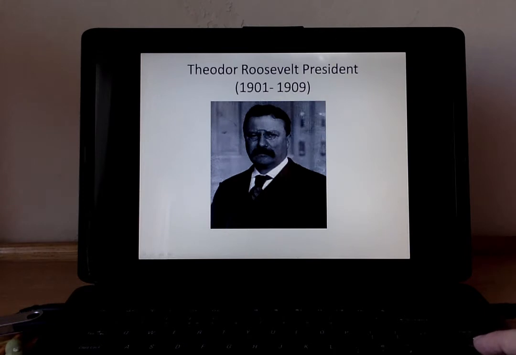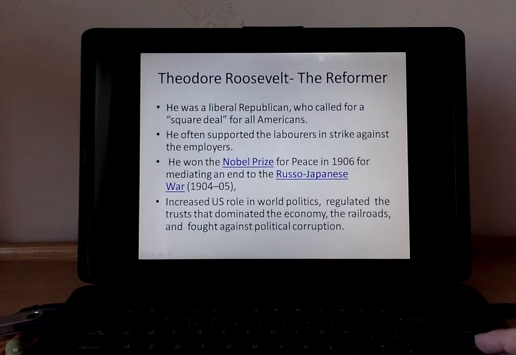At the time, for 2 terms, the president was Theodore Roosevelt, and he was very innovative and a reformer. He was a liberal Republican who called for a square deal for all Americans, and he often supported the laborers in strikes against the employer. He won the Nobel Peace Prize in 1906 for mediating an end to the Russo-Japanese War. He increased the U.S. role in world politics, regulated the trusts that dominated the economy, the railroads, the transport, and fought against political corruption.